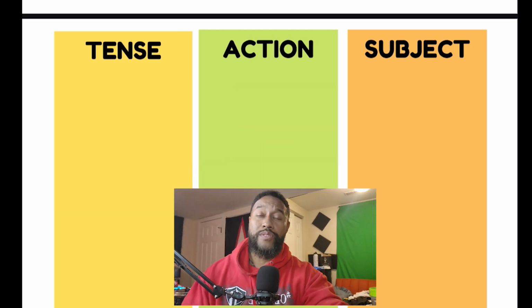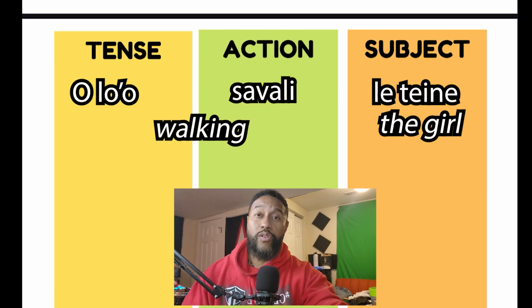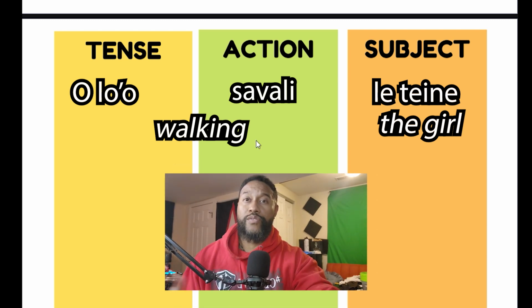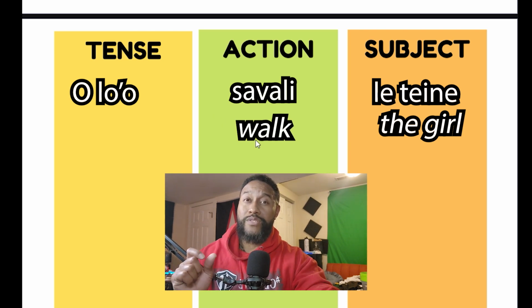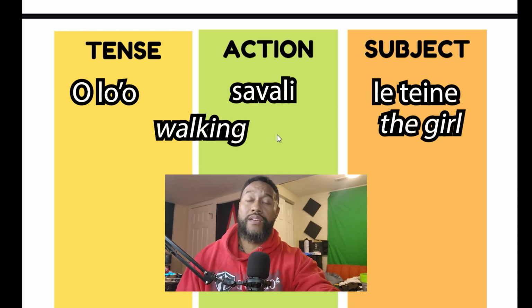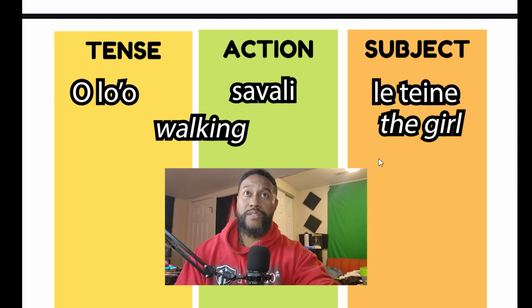So for example, if we were to say olo'o savali le teine. Okay, so olo'o is our present tense marker. And then when you combine it with an action, that's going to mean present tense and it's continuous. So if you put that with an action and you say savali, olo'o savali. Savali means to walk. Olo'o savali is walking. Any kind of verb that you put right there is going to be like an ing word. Walking, talking, playing, and then the subject. Whatever your subject is, le teine. In this case, le teine. So olo'o savali le teine.